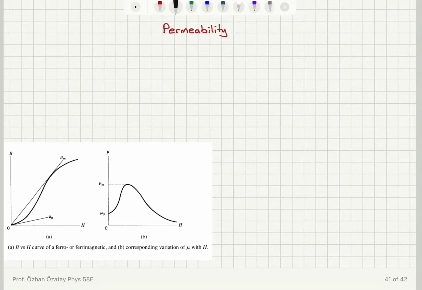Now, instead of the MH curve, if we look at the BH curve, that is magnetic induction versus magnetic field, that is also called a magnetization curve. So, alternative to MH, we can look at the BH curve, which is also called a magnetization curve.